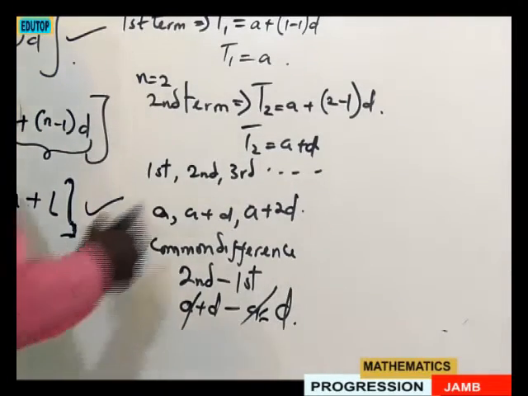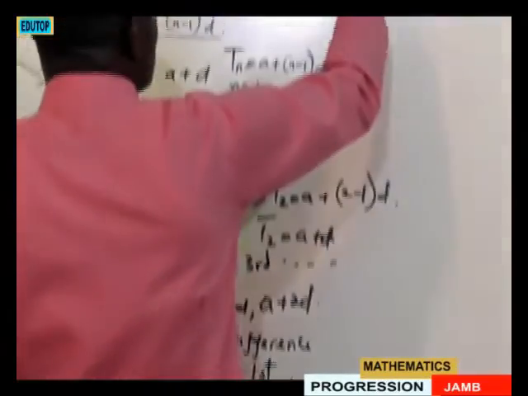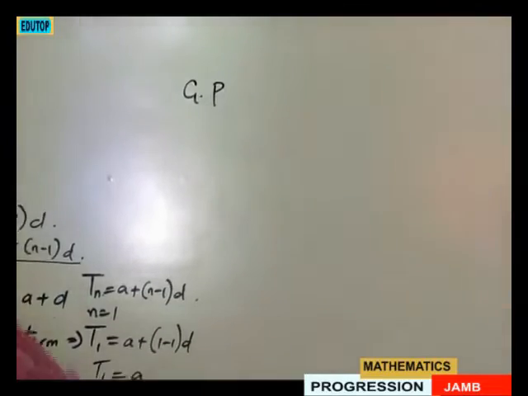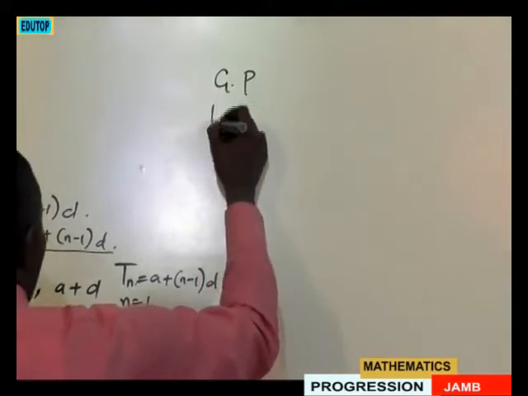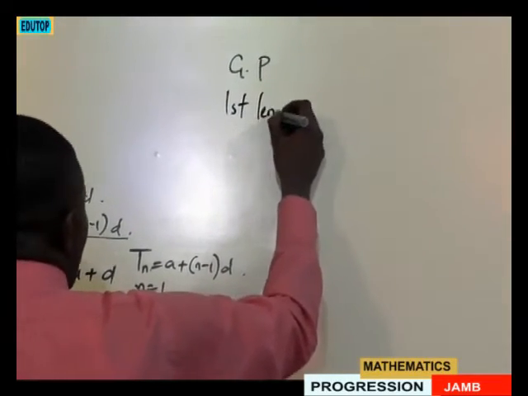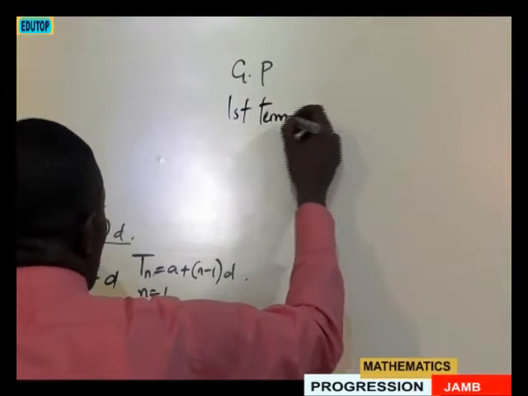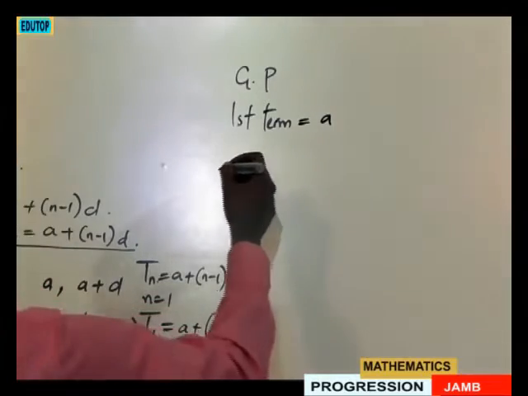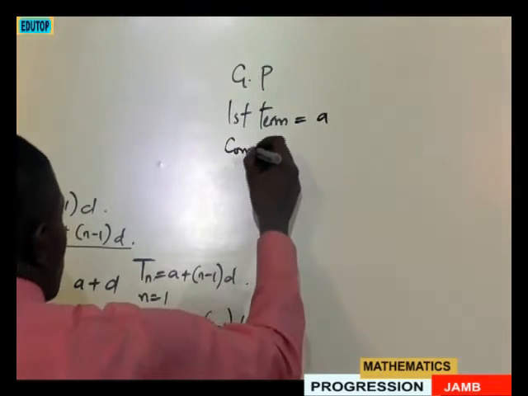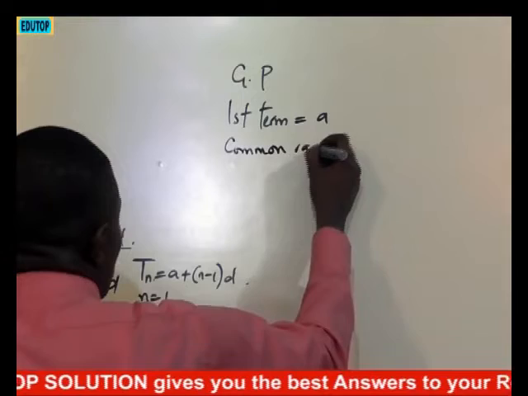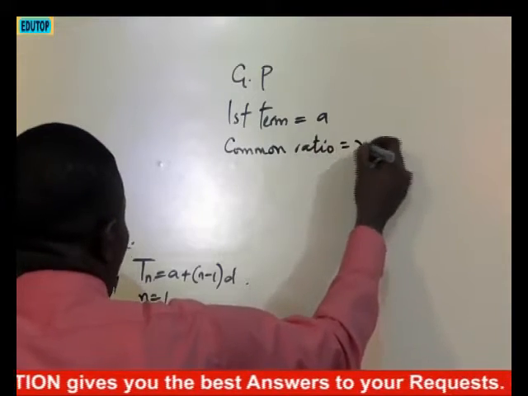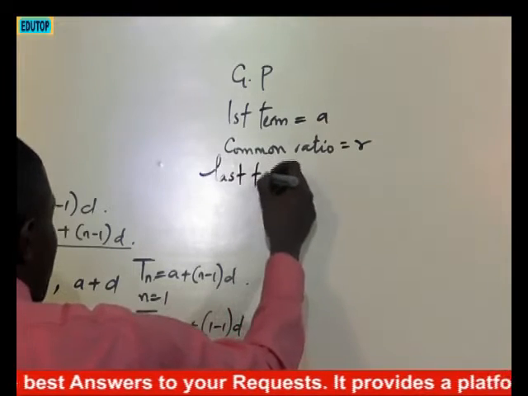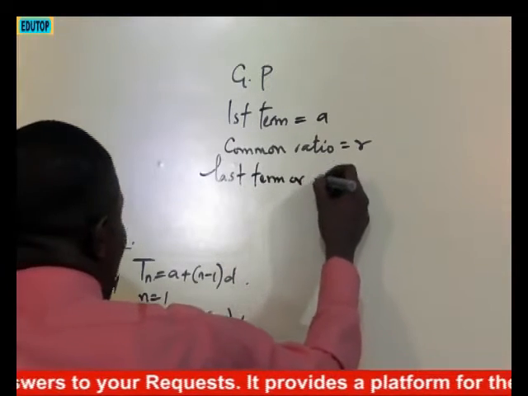Then let's talk about GP. GP is also a twin brother of AP. In this situation, our first term remains the same. The first term of a GP is also A. Instead of common difference, we use common ratio, that's R. Then we have our last term, or nth term.